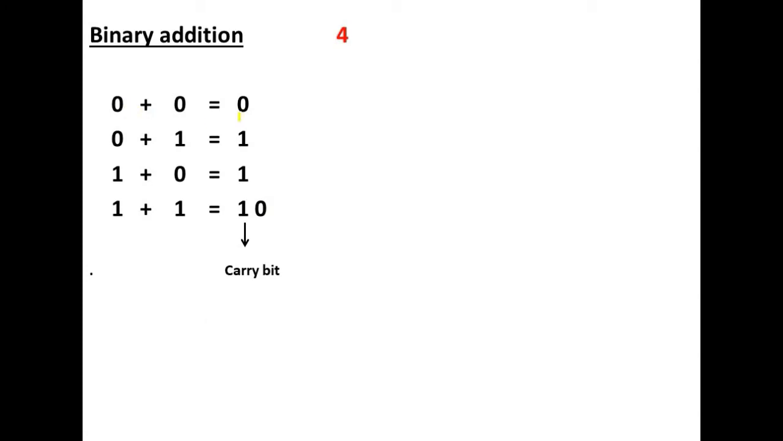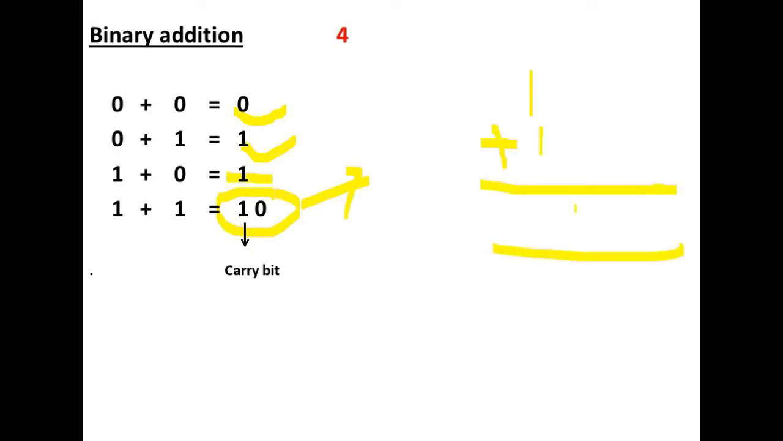Now let us understand binary addition. Here 0 plus 0 will give 0, 0 plus 1 will give 1, 1 plus 0 will give 1, and if we take 1 plus 1 it is going to give us 10. It is the binary equivalent of 2. So when 1 plus 1 is added, the sum will be 0 and there will be a carry 1.